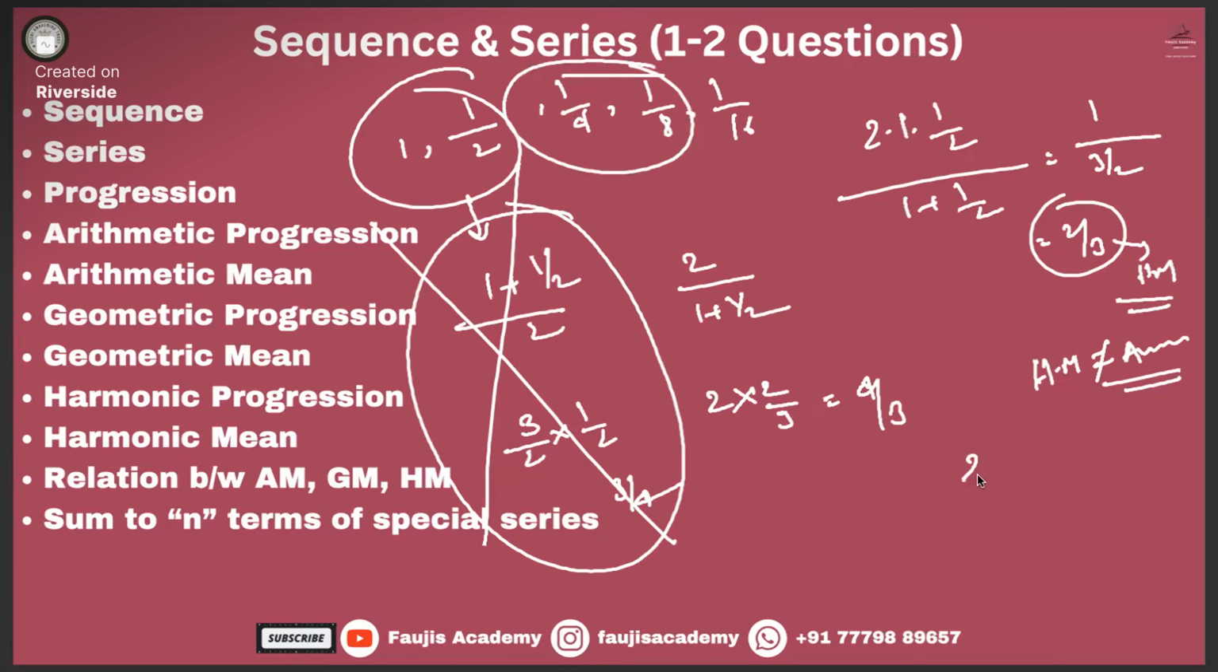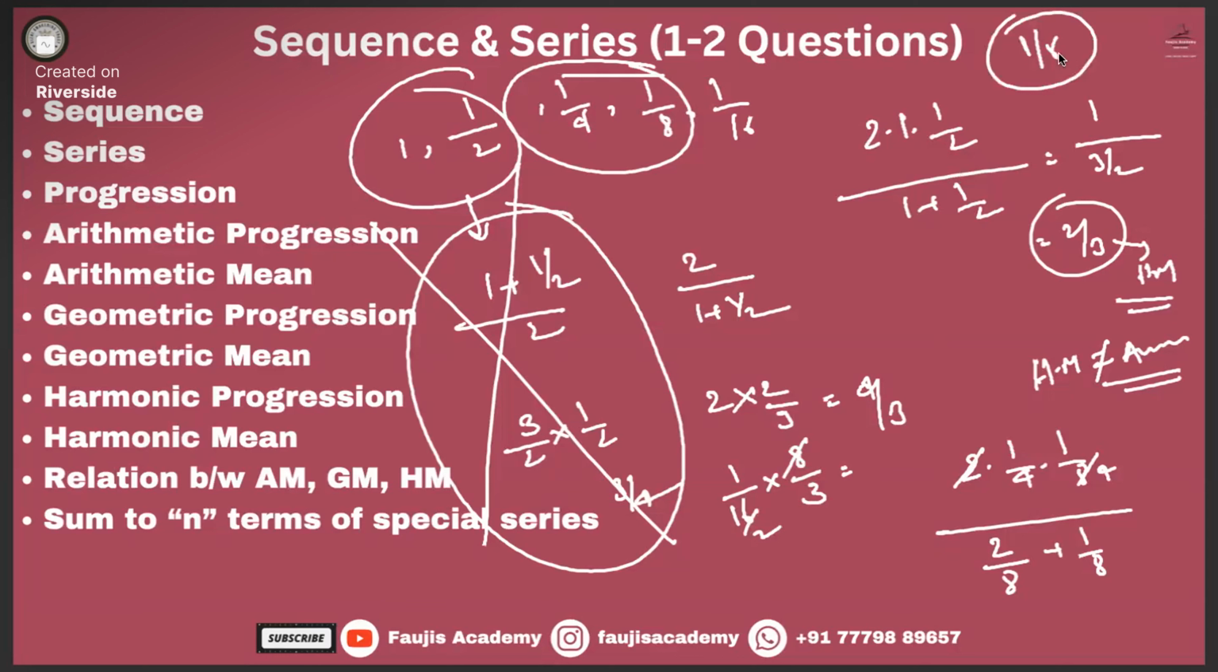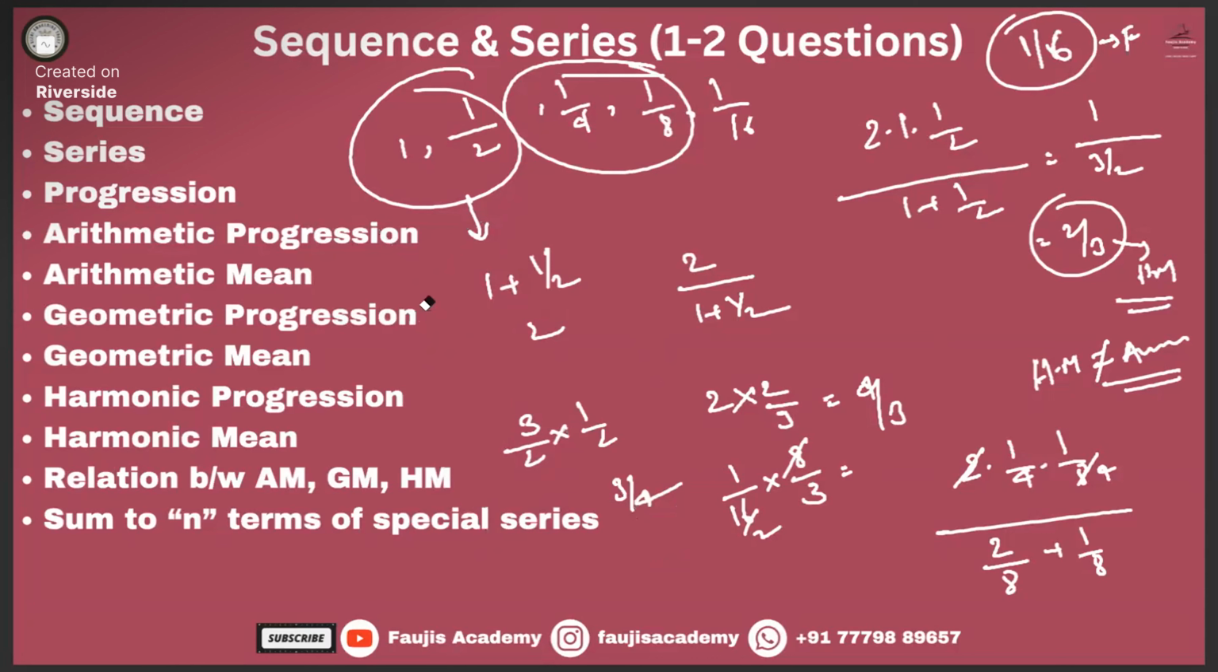That means by formula 2ab by a plus b. That means how much is that? 4. 1 by 16 into this 8 by 3. That means 1 by 6. Okay, 1 by 6. We are getting it by formula, right? And now we'll try to do it without formula.